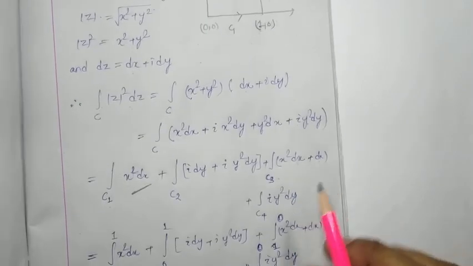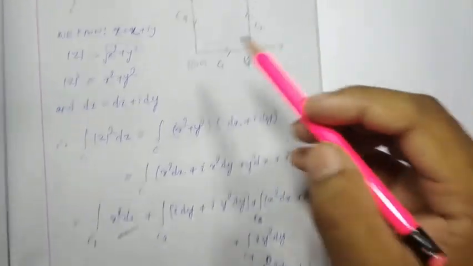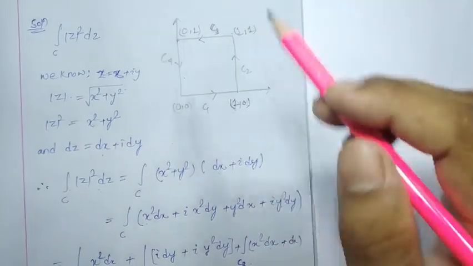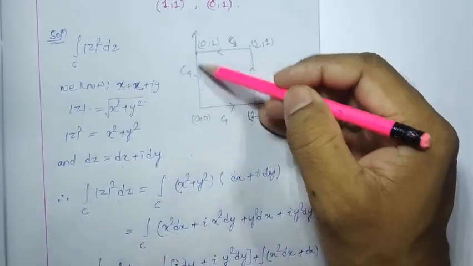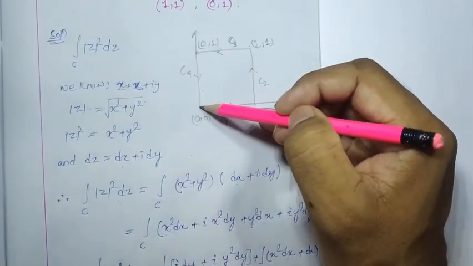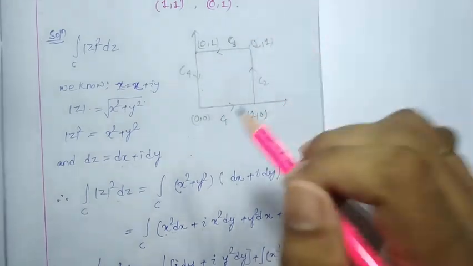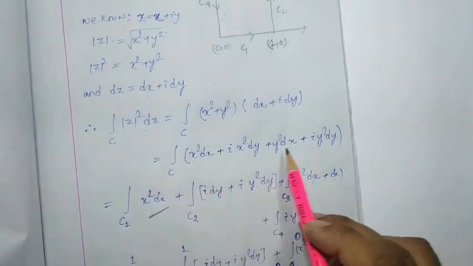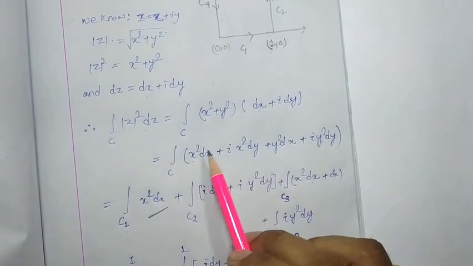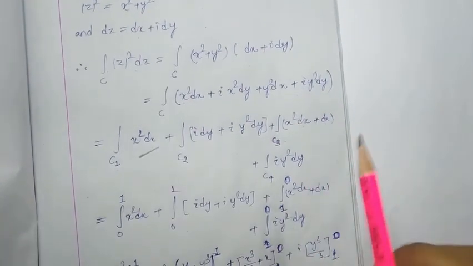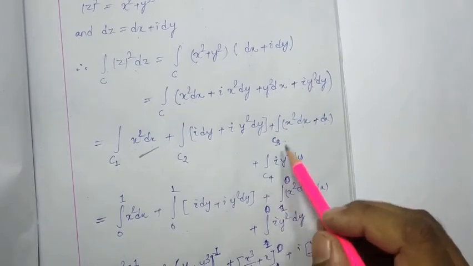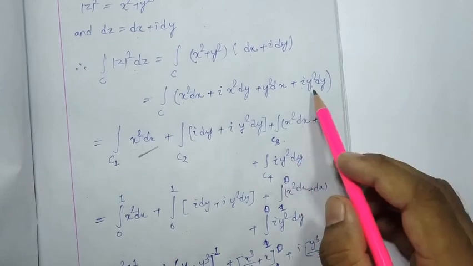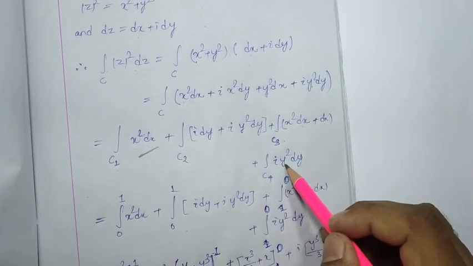Now we have to consider C4. Along C4, along this path, which one changes? Y changes, but x is constant. X is 0 along this path. So x is 0 means dx will also be 0. Only y changes. So the term x dx is going to be 0. This is going to be cancelled out along C4. So along C4 only one term is going to be left, that is i y square dy.